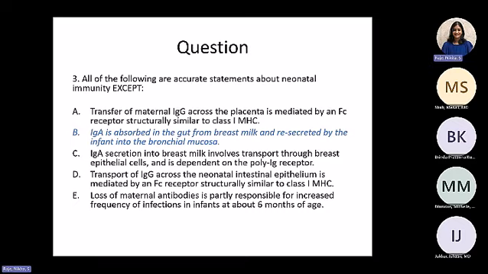Sorry about that. Yeah. So IgA secretion into breast milk involves transport through breast epithelial cells. It's dependent on poly-Ig receptor. It doesn't get resecreted into bronchial mucosa.